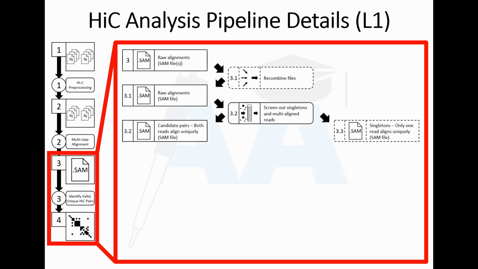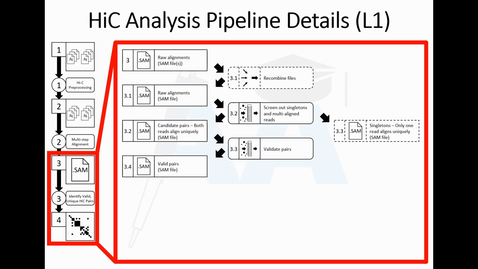Firstly, the read pairs are separated into candidate pairs, singletons, and other. Candidate pairs are read pairs where both reads align uniquely. That is to say, each read only aligns to one location in the genome. Singletons are read pairs where only one read aligns uniquely and the other read does not align anywhere. Some pipelines also regard read pairs as singletons if one read aligns uniquely and the other read aligns to multiple locations. Secondly, the candidate pairs undergo validation.